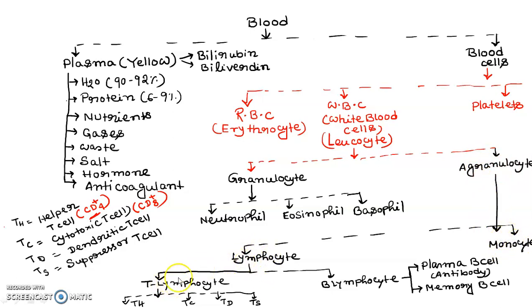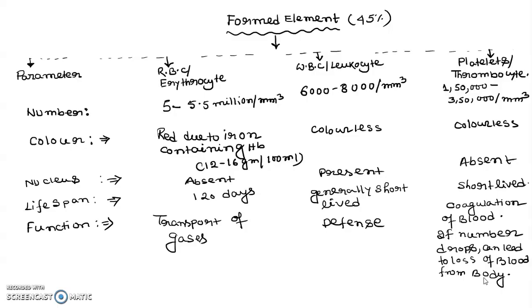Lymphocytes are of two types. One is called T lymphocyte, another is B lymphocyte. T lymphocytes are Th cells, Tc cells, Td cells, Ts cells. Th stands for helper T cells. It is a CD4 positive cell. Tc cells are cytotoxic T cells. It is a CD8 positive cell. Td cells or dendritic T cells, and Ts cells or suppressor T cells. B lymphocytes are of two types: plasma B cells and memory B cells. Plasma B cells produce antibody.